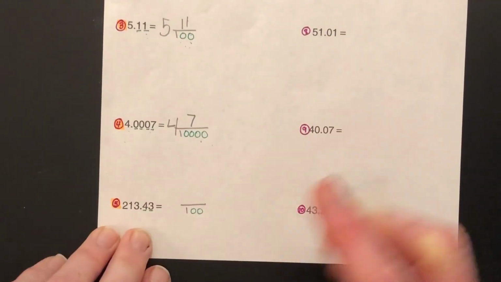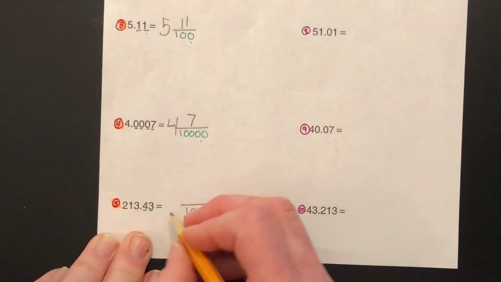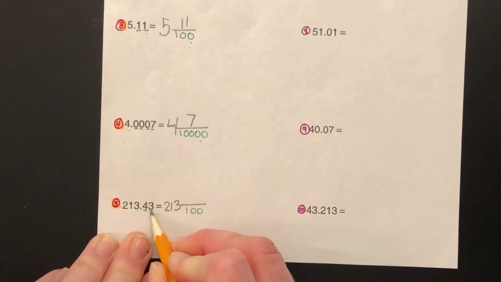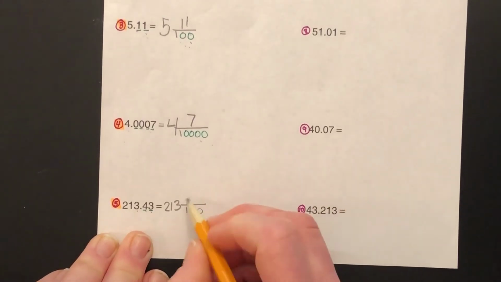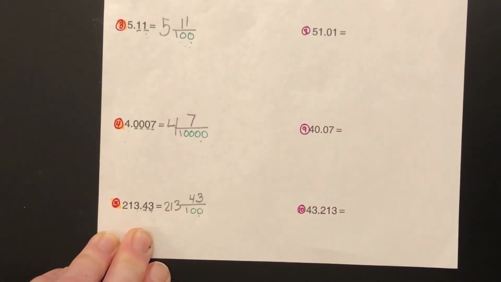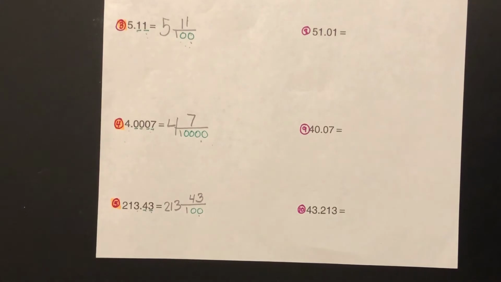Number 5, we've got 213 wholes, 213. We've got 2 digits to the right of the decimal, 2 zeros, 213 and 43 hundredths. That's pretty straightforward. On to the next page.